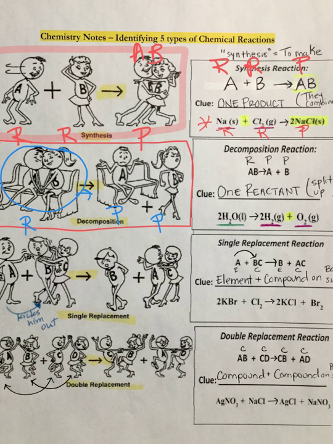So I'm going to say that one more time. For decomposition, you start with one reactant together. They are combined. And then after the arrow, they break up, and you're going to have 2 products. So the clue for this one, when you see a chemical equation, if you only have one reactant, then you already know it's going to be a decomposition reaction. So take a look at the example, which is right here.